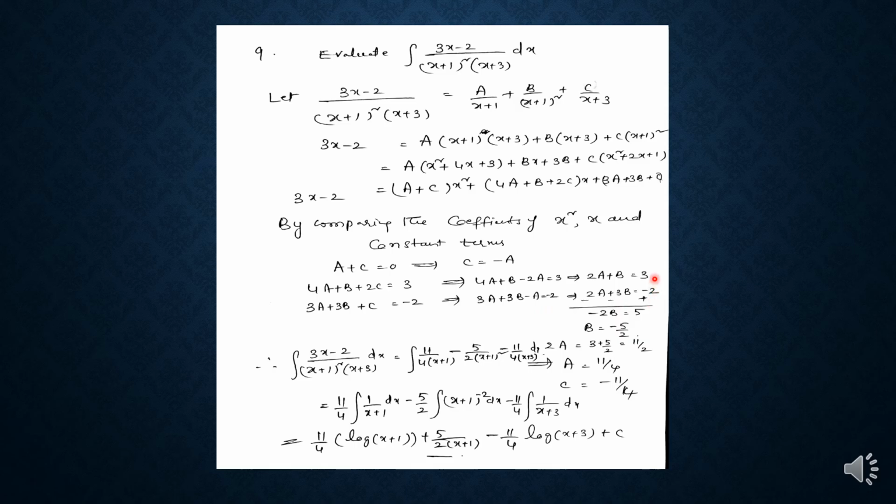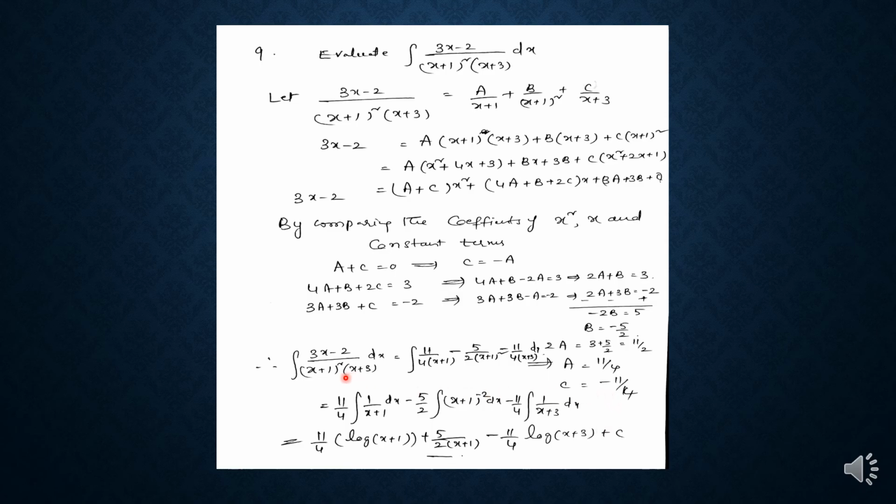So by solving these two equations, we will get minus 2B is equal to 5, B is equal to minus 5 by 2. So we got B is equal to minus 5 by 2, and 2A is equal to 3 plus 5 by 2, that is 11 by 2, so A is equal to 11 by 4, and C is equal to minus A, that is minus 11 by 4.